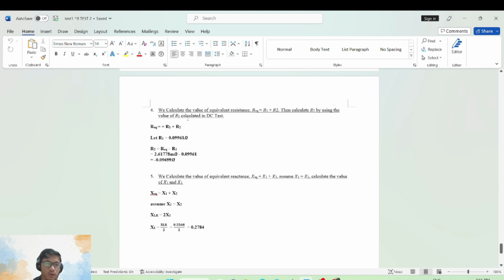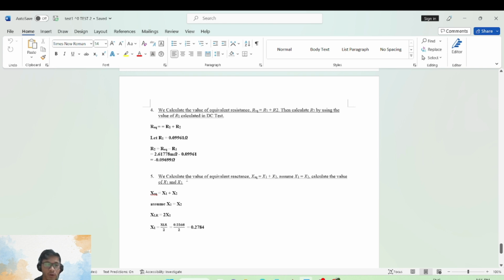The next part is we have to calculate the value of the equivalent resistor, which is R equivalent equal to R1 plus R2. So this is the formula, by using the R1 value calculated in the DC test. So R2 equal to R equivalent minus R1. So 2.61778 milliohm minus 0.09961. So the answer is that we get for the R2 is negative 0.09699 ohm.